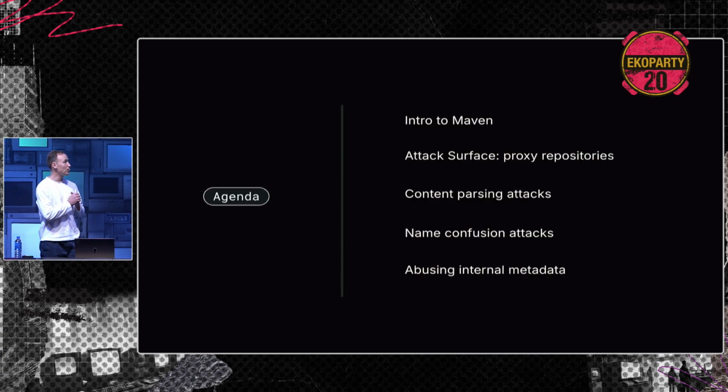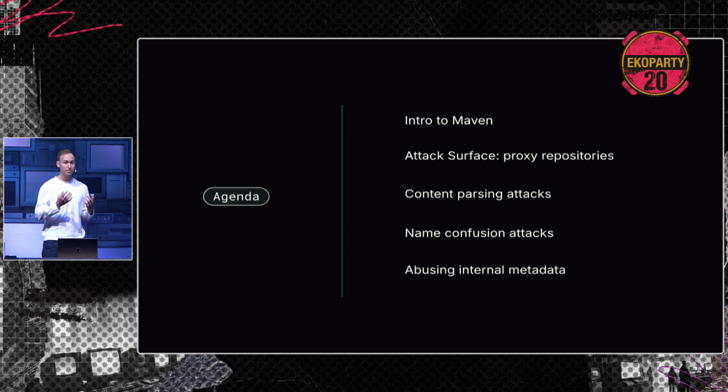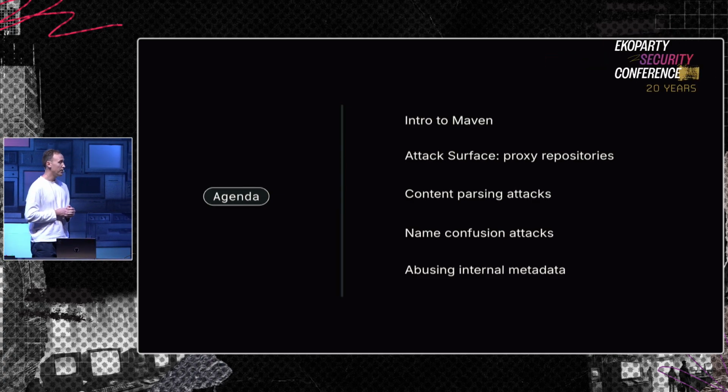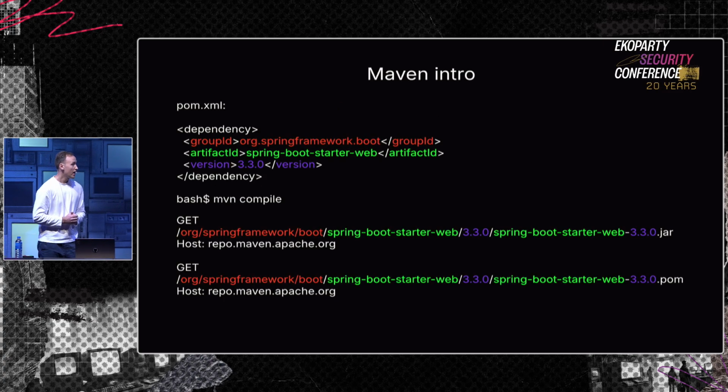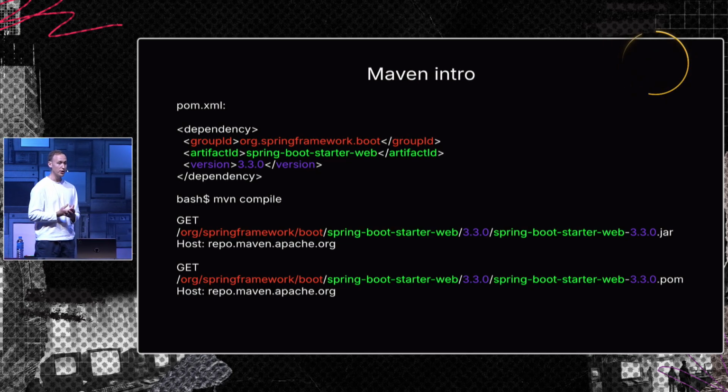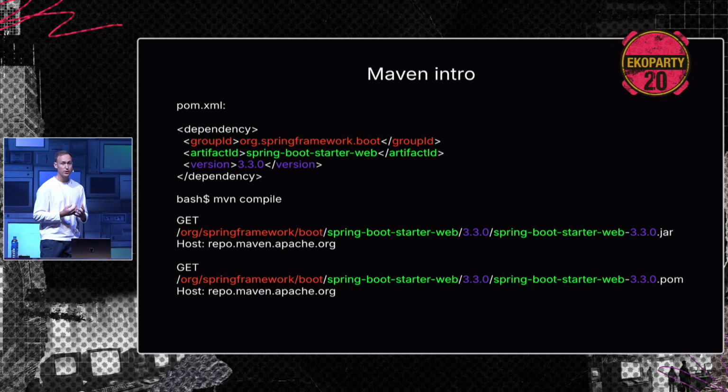In this talk, I'm going to briefly talk about what Maven is and how it works. Then I'm going to talk about the attack surface. And finally, I'll present some interesting attacks. So Maven is a console tool. And if you need to develop a Java application, you probably need to use some external libraries. The standard way is to declare your libraries in a special file called pom.xml. And every dependency has a group ID, artifact ID, and version.